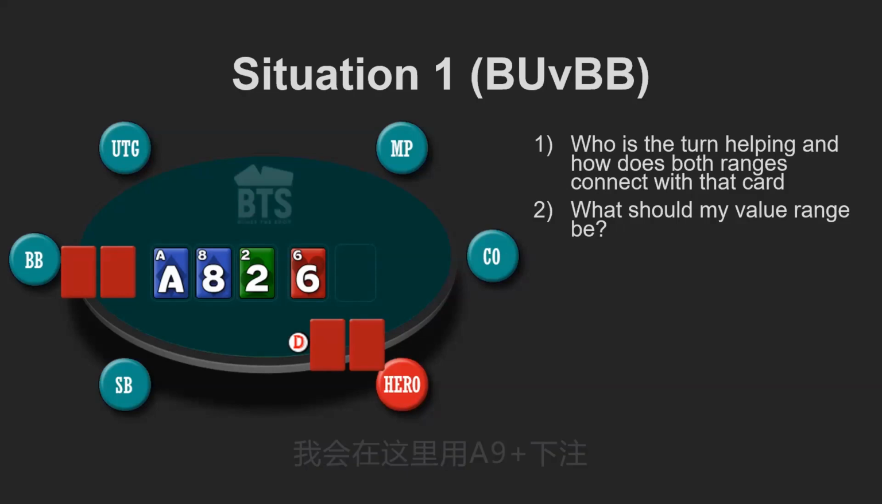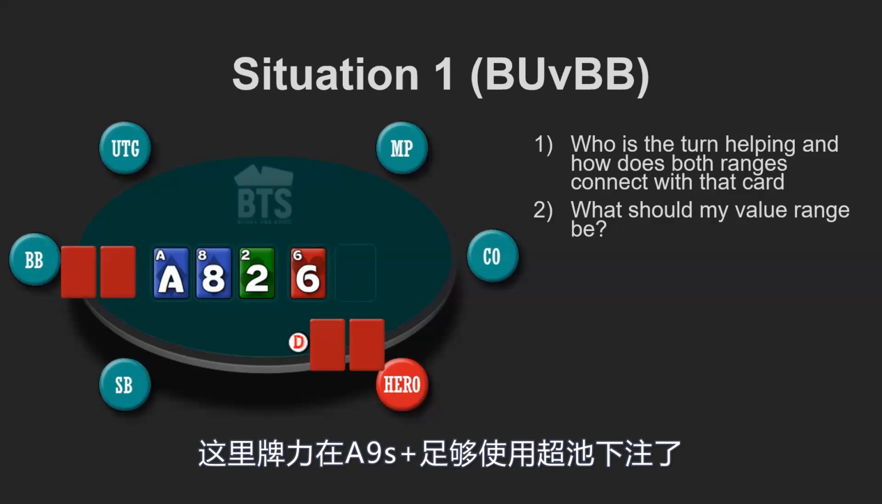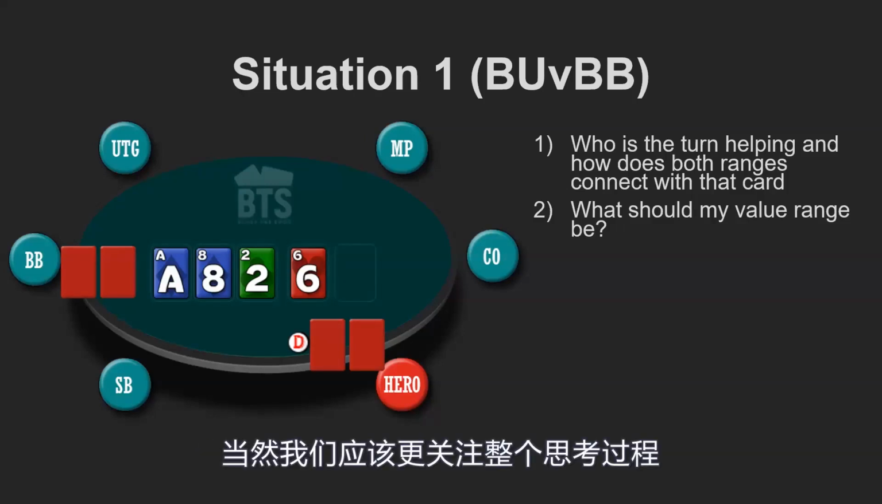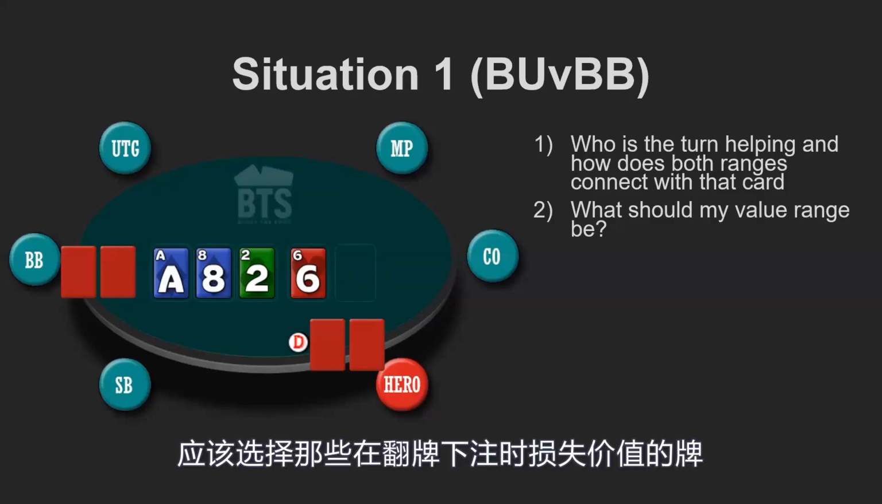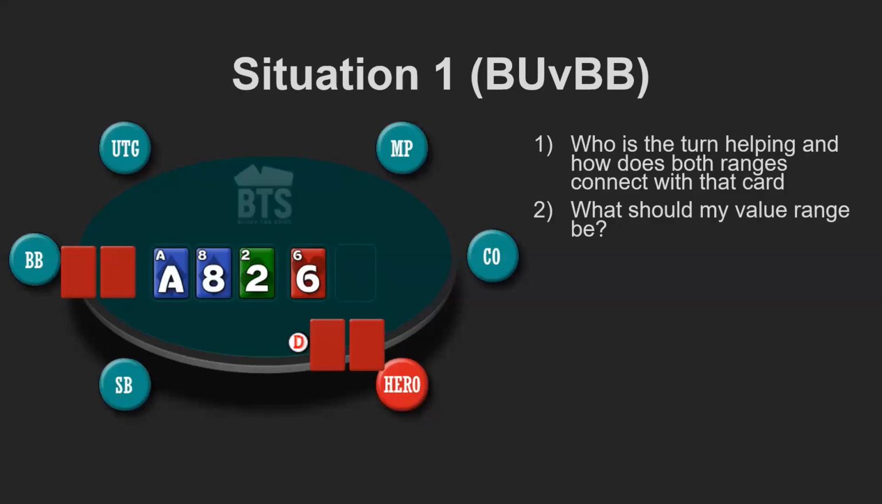I would be super comfortable betting something like ace 9, ace 10 plus. Something like ace 9, ace 10 can definitely go in the overbet strategy for sure. But that's basically the thought process behind it: when you're overbetting here, you want to get back the value that you lost on the flop.